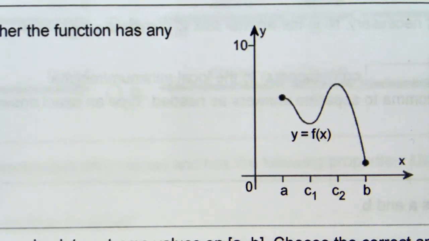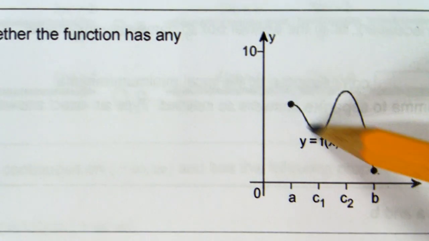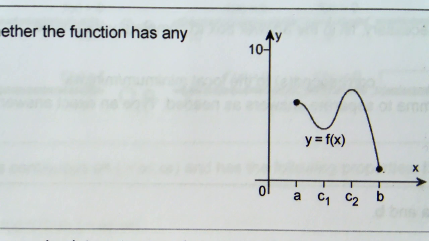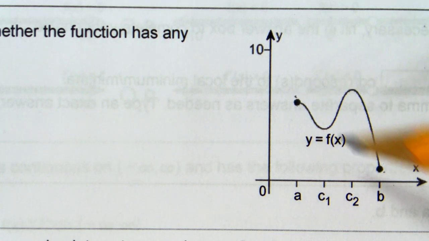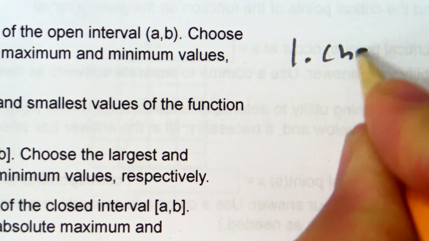Okay, now I'm going to actually skip down to number 2 to kind of show a picture. Here's an example of a closed interval. It ends at A and B, and it is continuous. So the question is, where can the maximums and minimums happen? And the answer is oftentimes maximums and minimums happen at endpoints. So you always want to check, I might go back up here, you want to check endpoints.